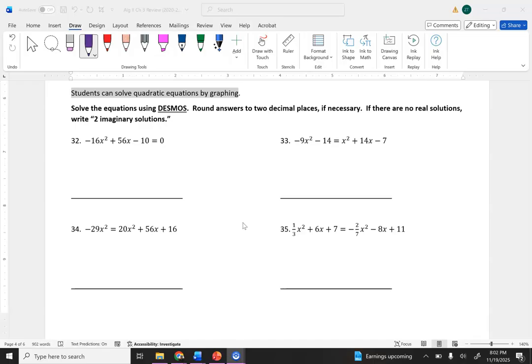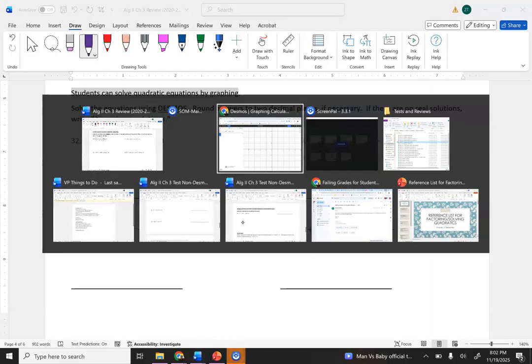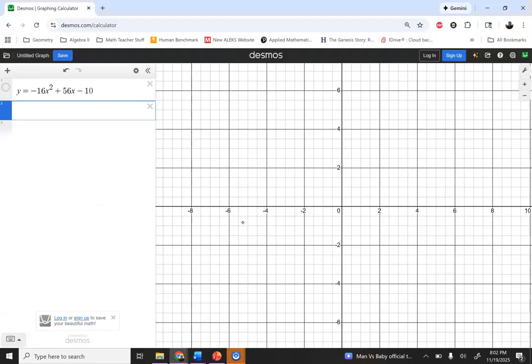So for number 32 here, it's already kind of been taken care of for us because one side of the equation is already 0. That means there's only one function to type into Desmos. So you don't have to type in the equals 0 part. You just type in the negative 16x squared plus 56x minus 10. And I put here y equals that negative 16x squared plus 56x minus 10 because I just wanted to make sure that it would graph, right?